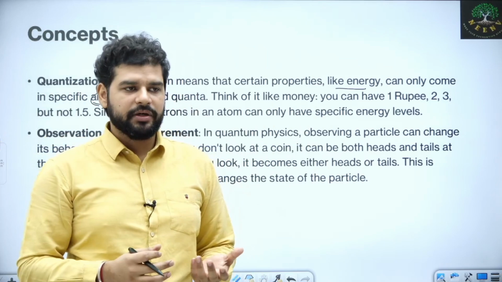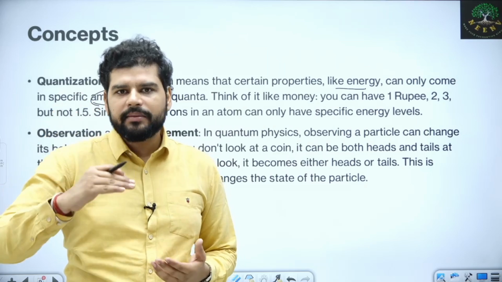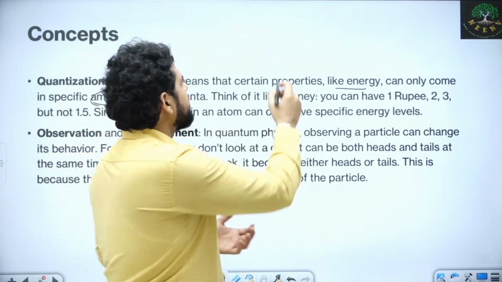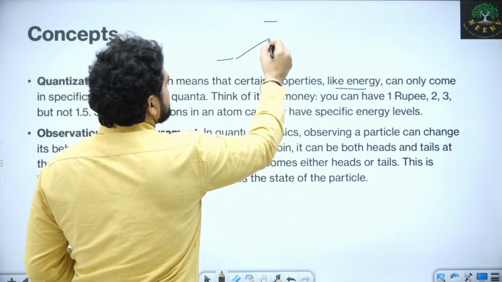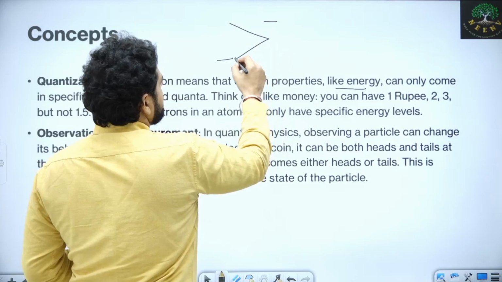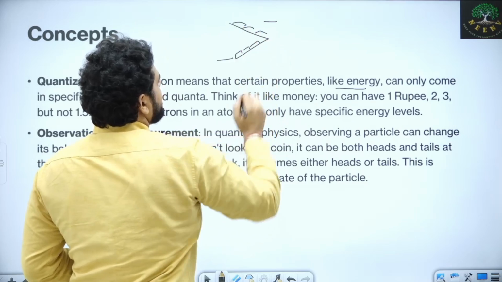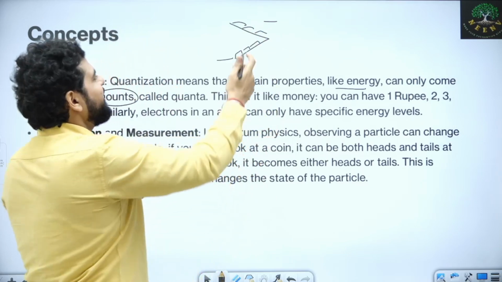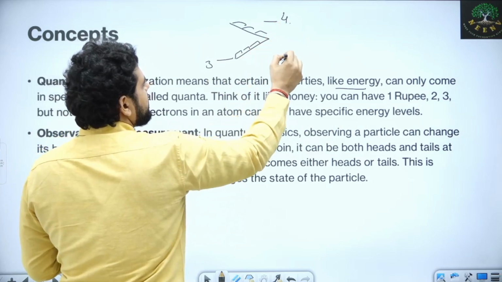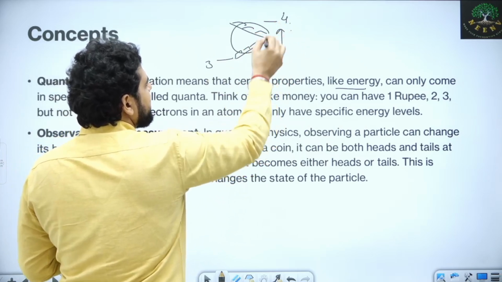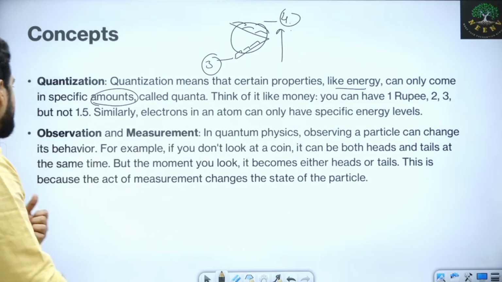Another example: let's say you are going from the 3rd floor to the 4th floor. You cannot be in between the floors, right? So let's say this is the 3rd floor, this is the 4th floor, and there are stairs. Excuse my modern art. You go from 3rd to 4th, but you will not exist in between. You will either exist at 3 or 4 in the quantum world, right?